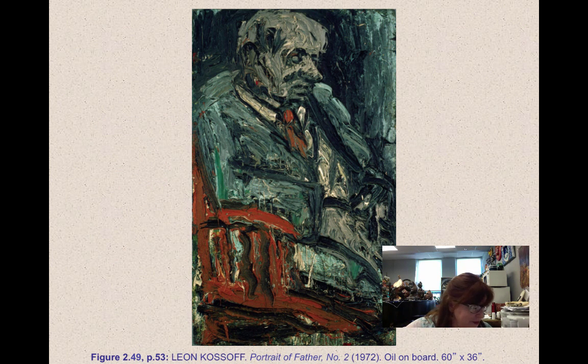So here we have, this is by Leon Kossoff. It's a little bit different from the picture in the book, but I thought this actually is a better picture to convey what I'm talking about. This is Portrait of Father, number 2, Oil on Board. And although this is a photograph, you can see that the paint was laid on very, very thickly. And just kind of look at this for a second, get a feeling for it.